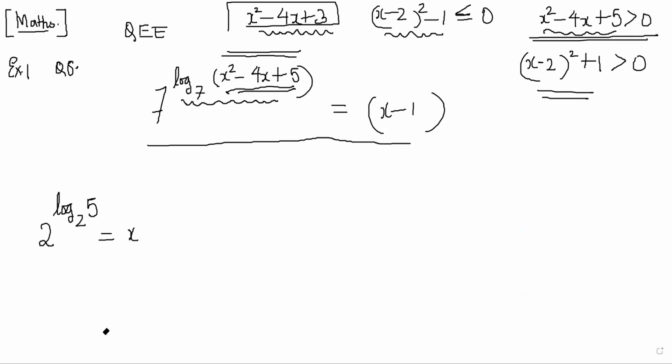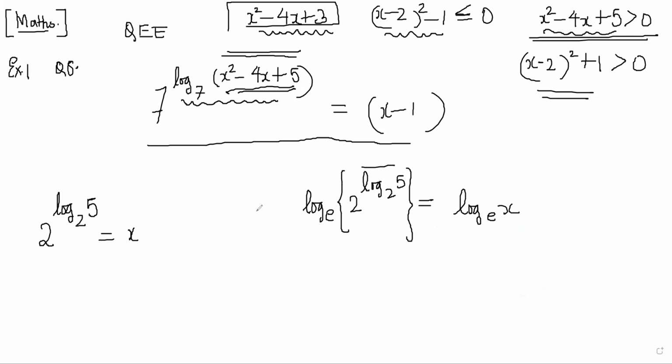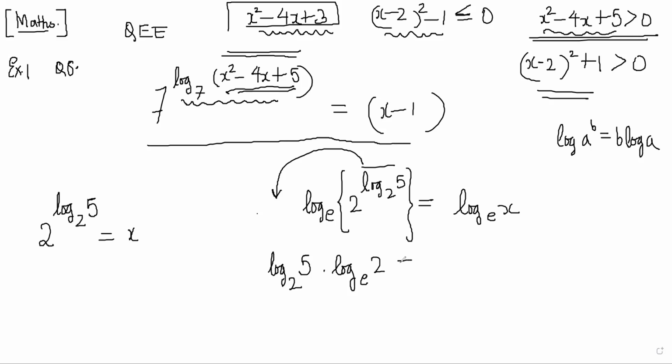So what I will do is I will take a log on both sides. So it becomes log base e of 2 power log base 2 of 5 is equal to log base e of x. Now you know the properties of logarithms where the power will come out here. Basically, log of a power b will be b log a. So this will become log base 2 of 5 multiplied by log base e of 2 is equal to log base e of x.